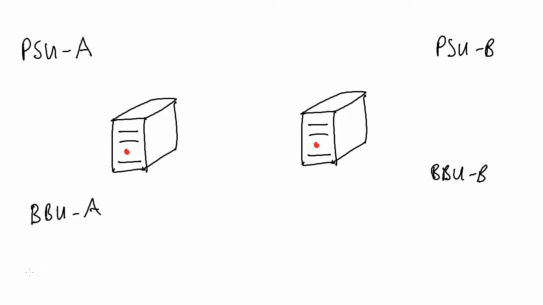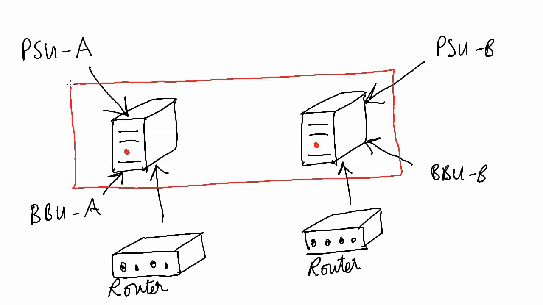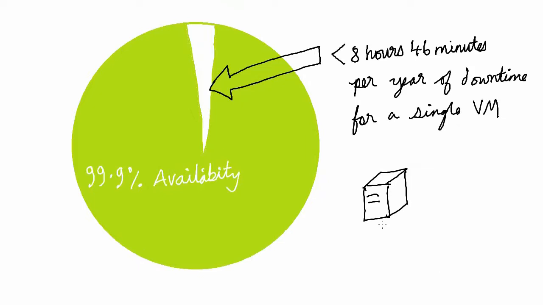Virtual machines enjoy a 99.95% availability service level agreement when 2 or more VMs are placed into the same availability set. That's less than 4 hours 23 minutes of downtime per year. A single virtual machine enjoys a service level agreement of 99.9% availability. That's less than 8 hours 46 minutes of downtime per year.